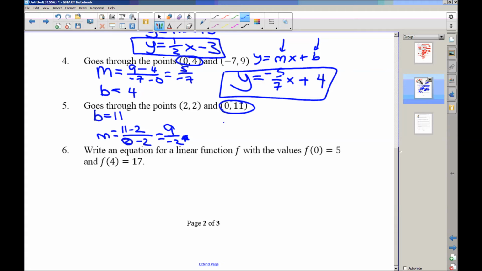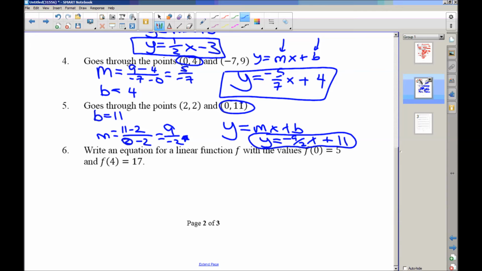So I'm going to write my equation now. In place of m in my y equals mx plus b formula, I am going to put -9/2. And then I have -9/2 x. And then in place of b, the y-intercept, I'm going to put 11. So here's my equation, y equals -9/2 x plus 11.